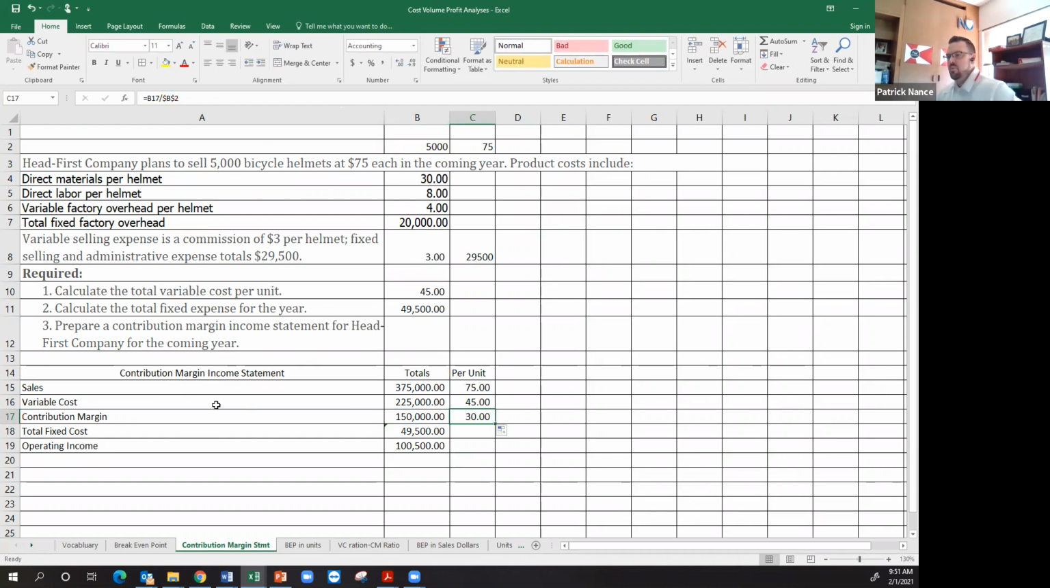What information does this give me? Well, this tells me that for every unit that I sell, $30 of the sale at a $75 sales price goes towards covering my fixed cost. So every time I make a $75 helmet sale, I can know that $30 of that is going towards covering my fixed cost. We'll stop the video here for now.